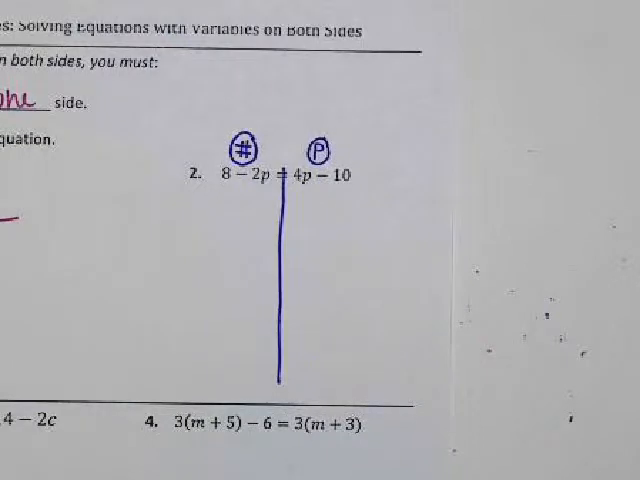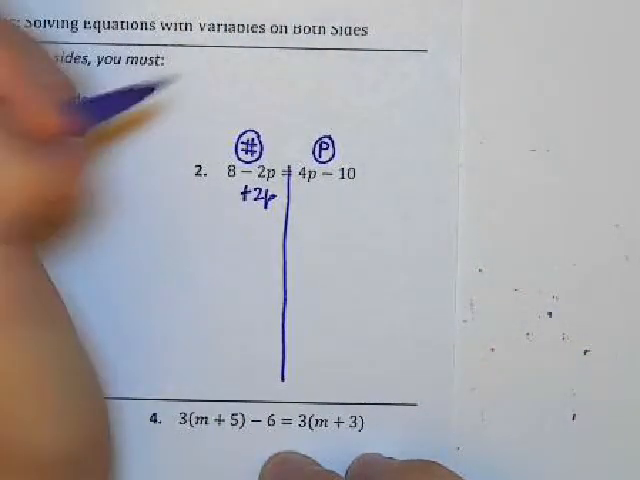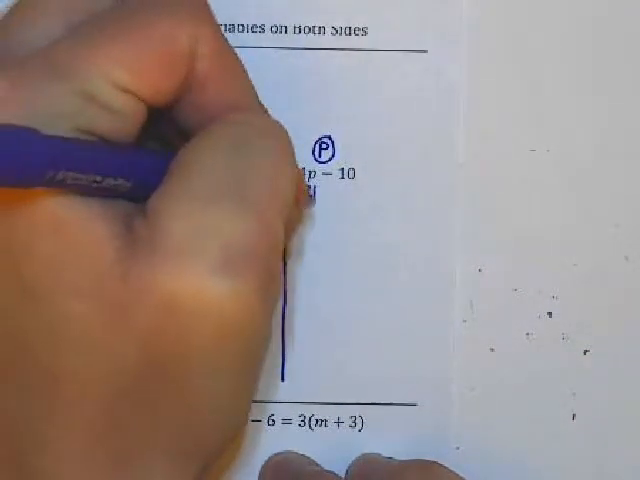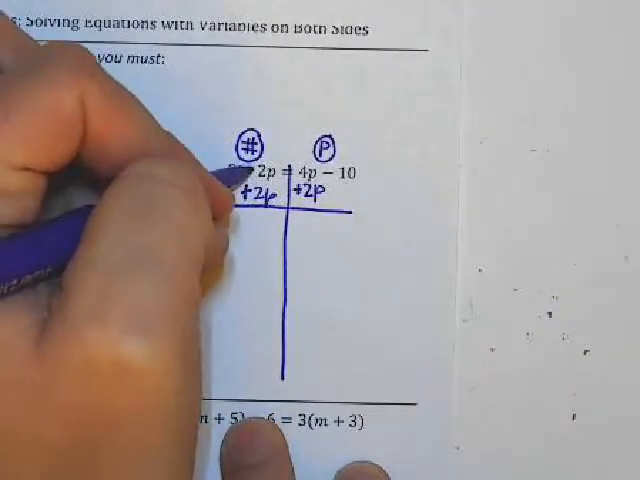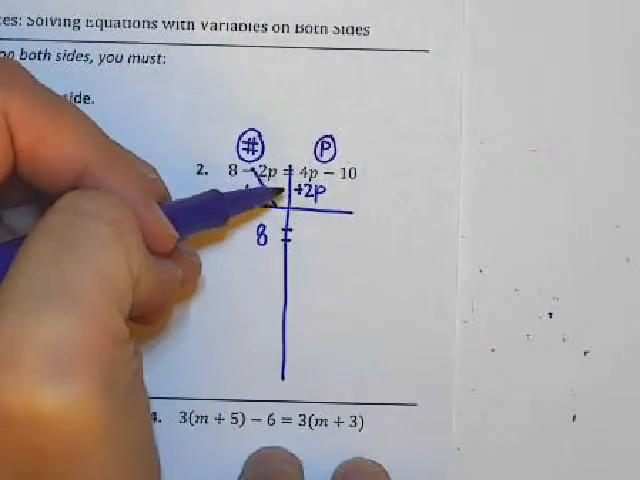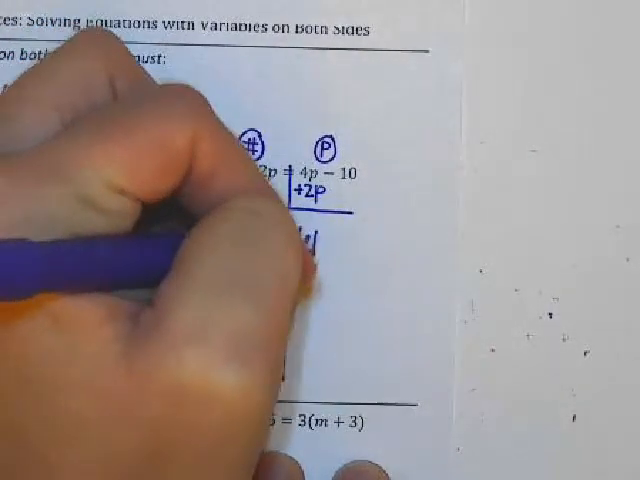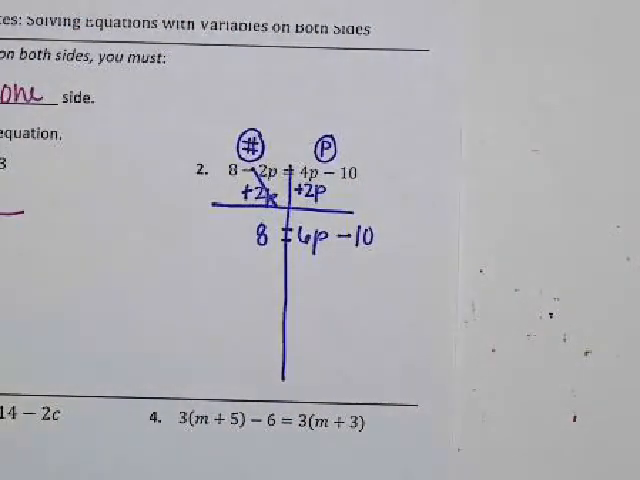So which p is on the incorrect side? The -2p. So how do I move a -2p? I got to do its opposite. Add 2p. And when I write it, I got to line up the p's. -2p plus 2p gives me 0, and I'm left with 8 equals, now 4 plus 2 is 6p minus 10. Bring it down. Okay, from here down is the same thing that you've been doing, so finish the problem. You guys finish it.